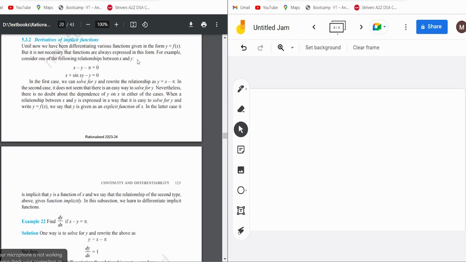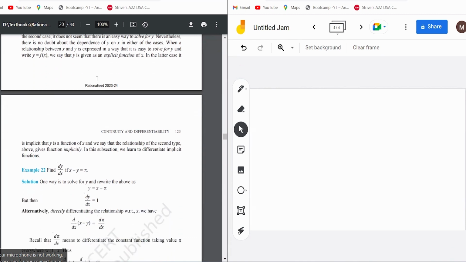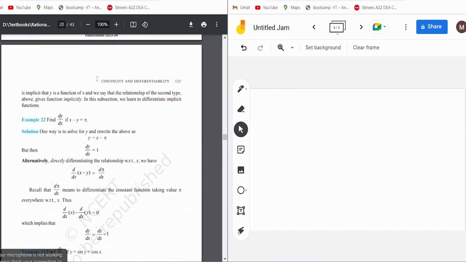Like talking about this one, x plus sine of xy minus y equal to 0. Here you can't separate x and y because x and y are given inside the sine function. So in these type of functions, the variables are mixed, so we can't separate them. So these type of functions are known as implicit functions. So how to differentiate these type of functions, we will read here. Okay, so let us do it.